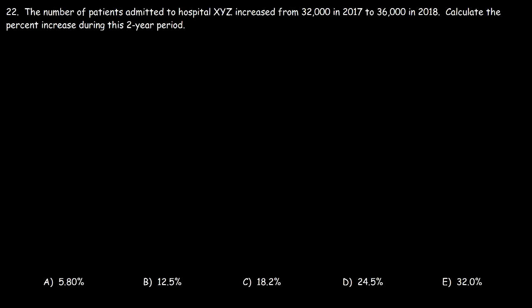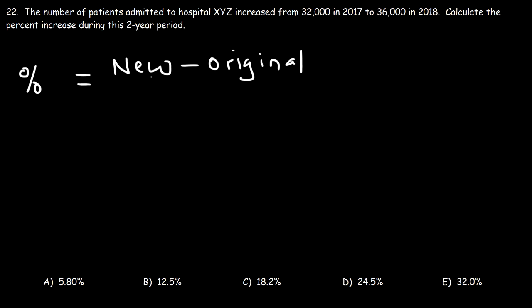22. The number of patients admitted to hospital XYZ increased from 32,000 in 2017 to 36,000 in 2018. Calculate the percent increase during this 2-year period. So to calculate the percent change that occurred during this 2-year period, it's going to equal the new value minus the original value divided by the original value times 100%.